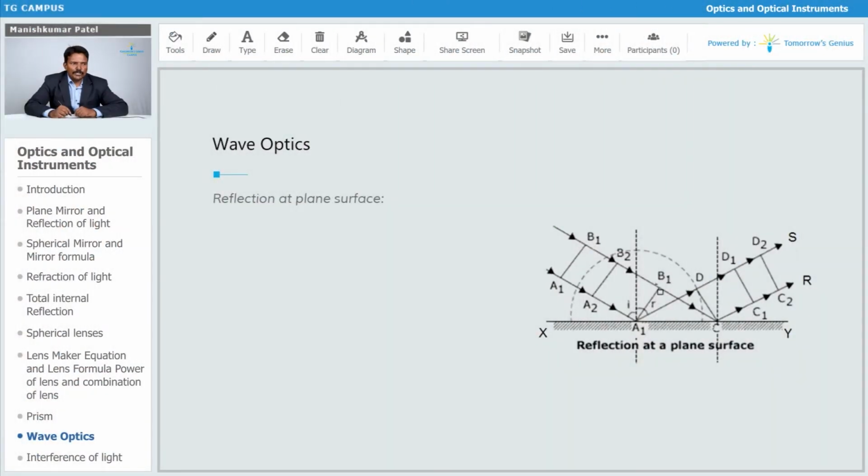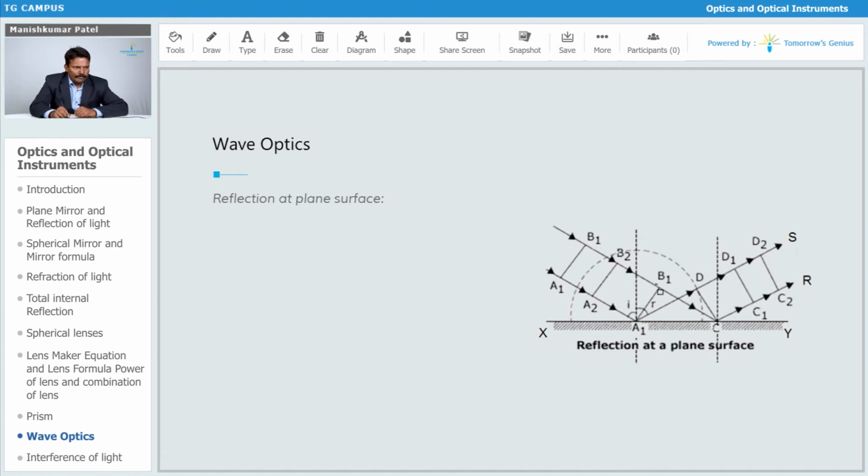Now we will prove the laws of reflection on the basis of wave theory. How are we going to prove it? Let's say this is the incident wavefront which I have shown, A1B1 or A2B2, bounded by those two wave normals. Then it is going to strike at the interface XY.